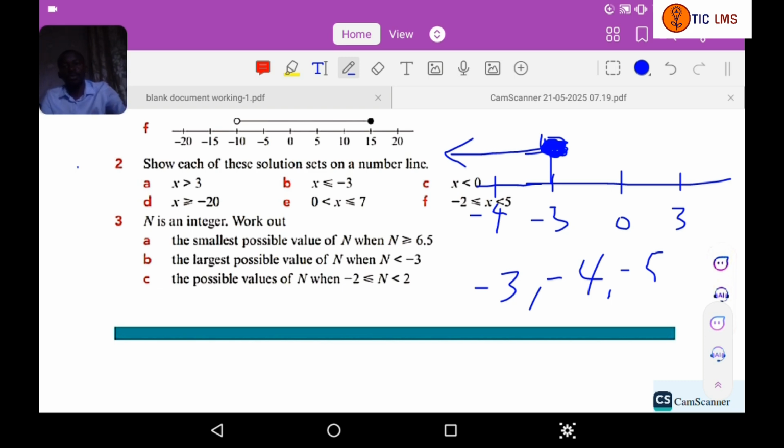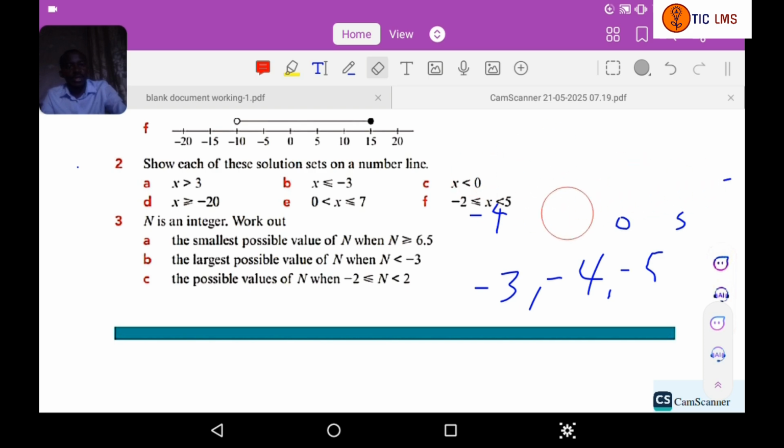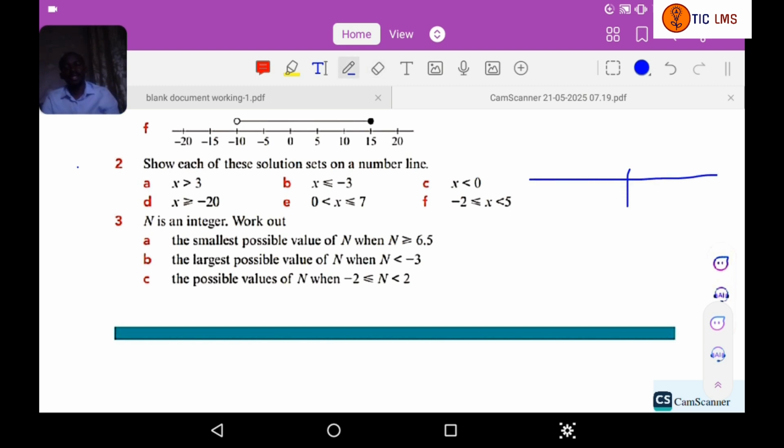All right, let's move on to C. I believe these are easy questions. For C, it says that x is less than 0. So you identify your 0 here and then you draw your circle on 0. Less than means you go to the left. So you move to the left and that's it.